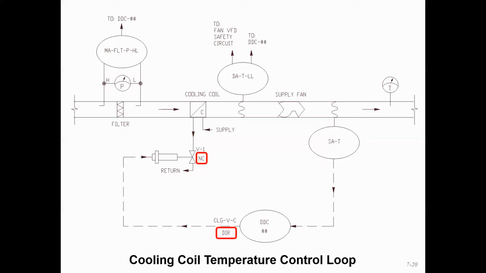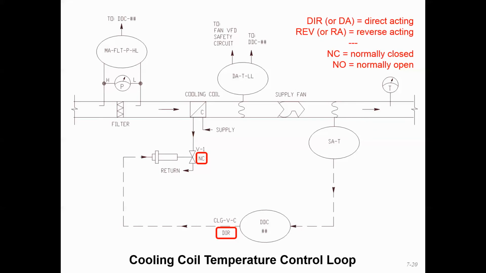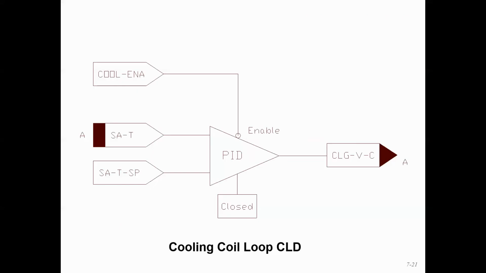Also note that we have some abbreviations and acronyms for things like whether or not the valve is normally closed or normally open, and whether the control signal is direct acting or reverse acting. Talked about that in the last video, but that's going to be important as we understand how valves may fail and what the implications may be. So here's that cooling coil control loop.